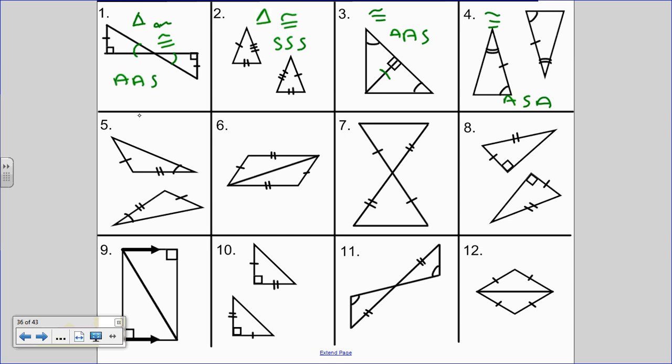Number 5, you have 2 sides clearly marked and 1 angle. These triangles are not congruent because we just mentioned on the previous panel that side, side, angle is not possible, or angle, side, side, depending on how you read it. Not possible.